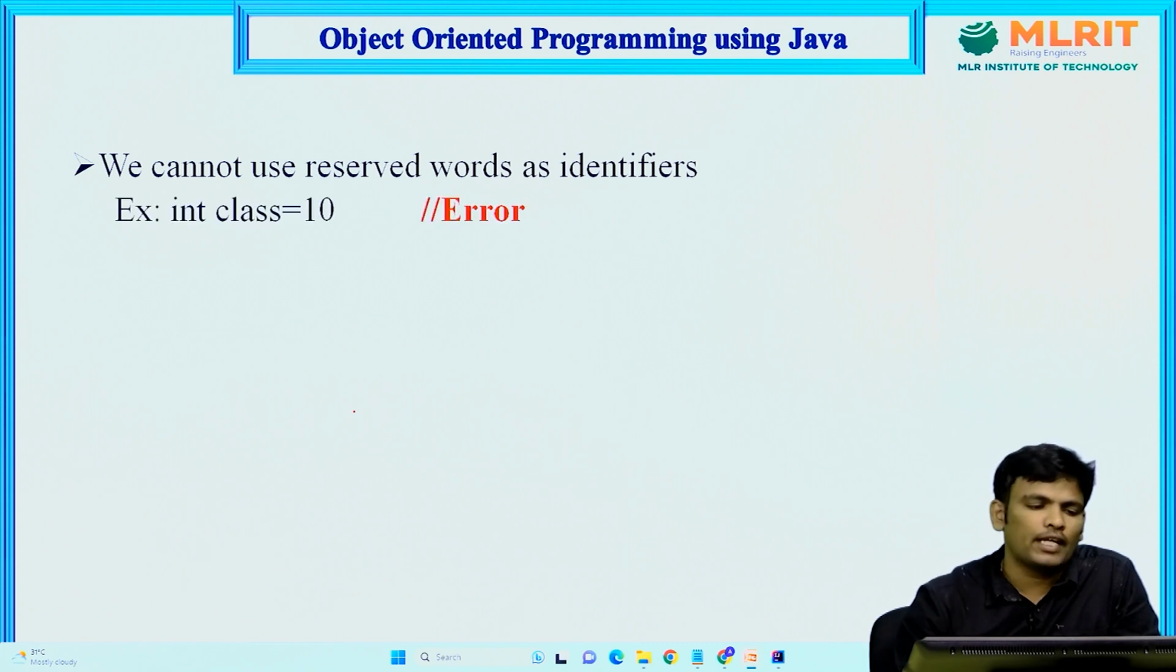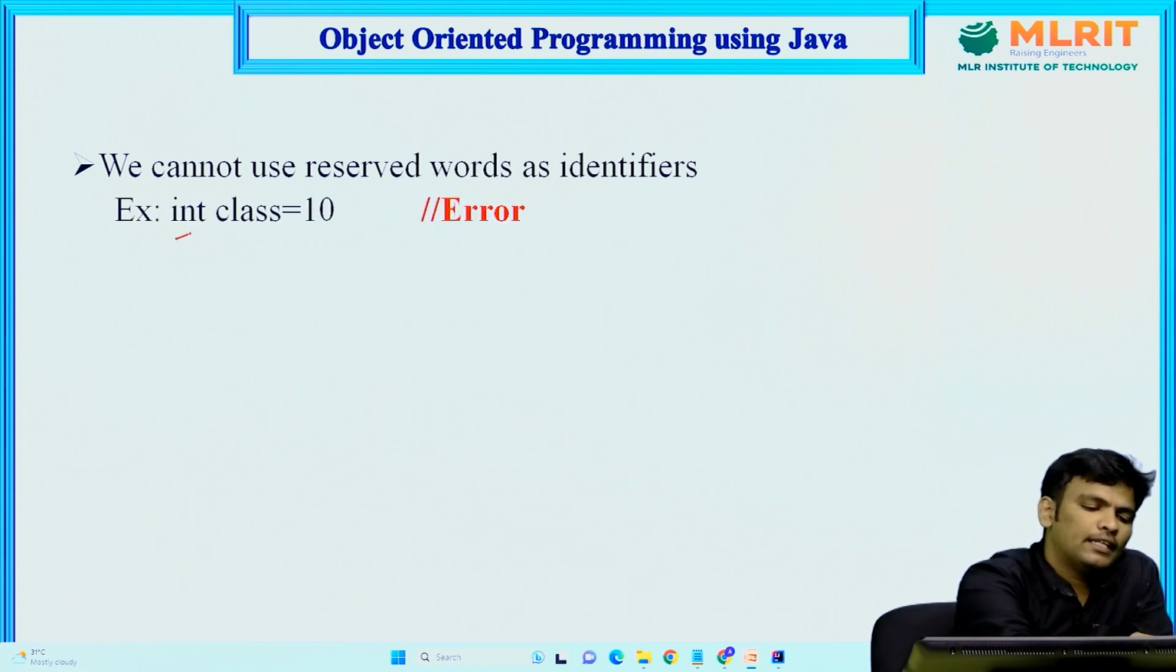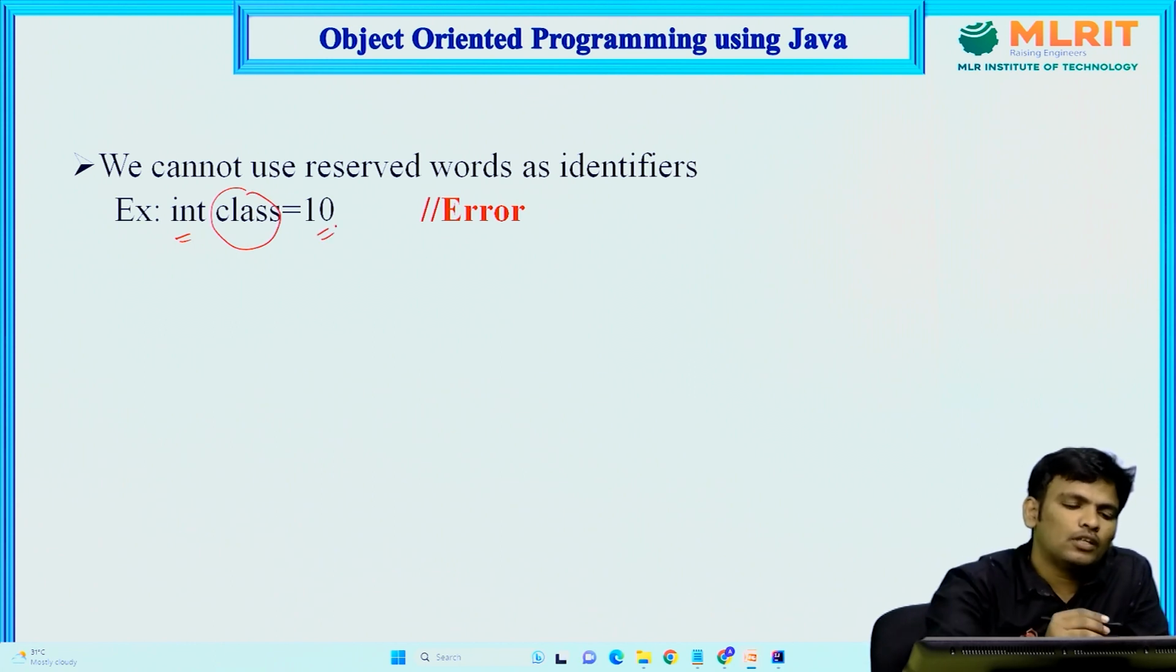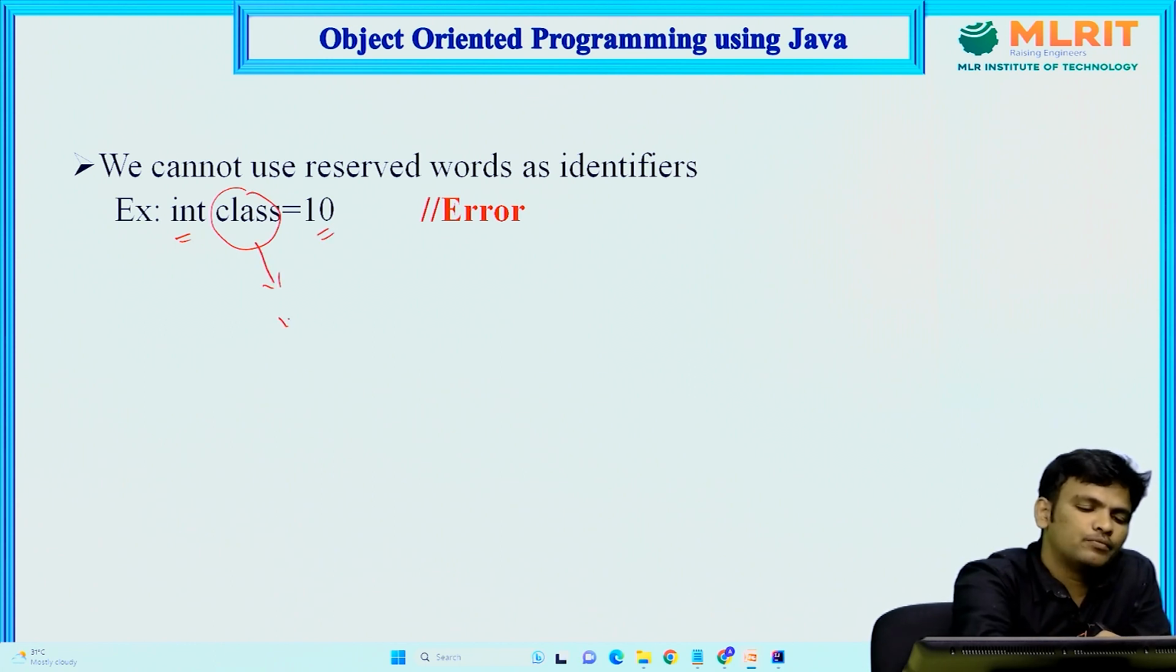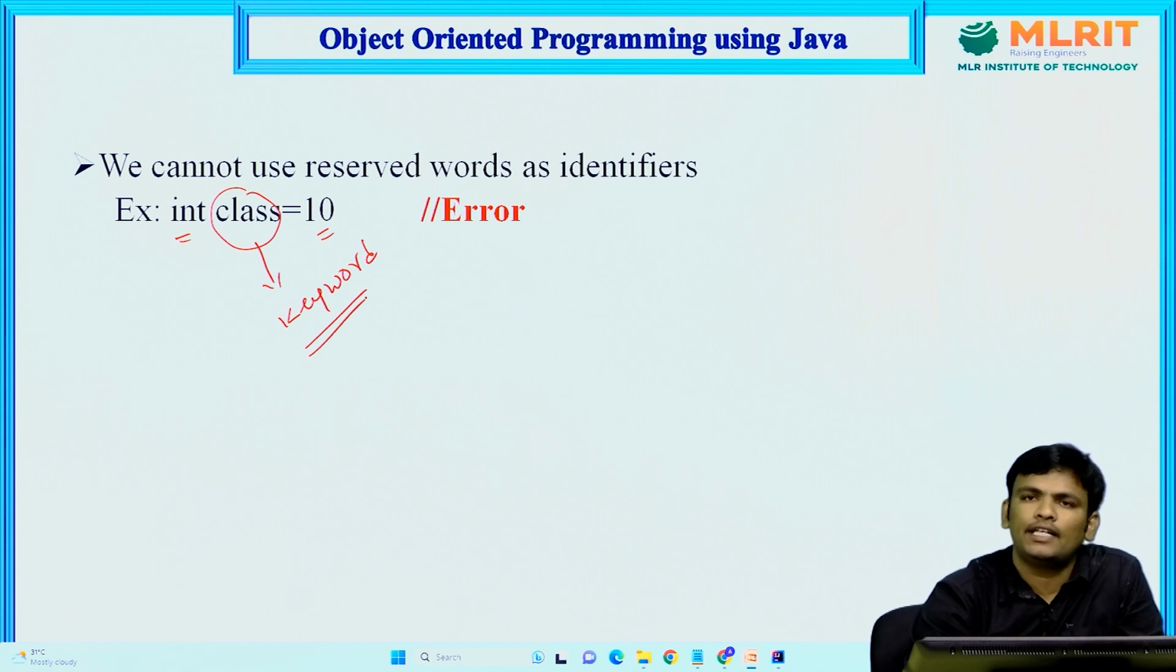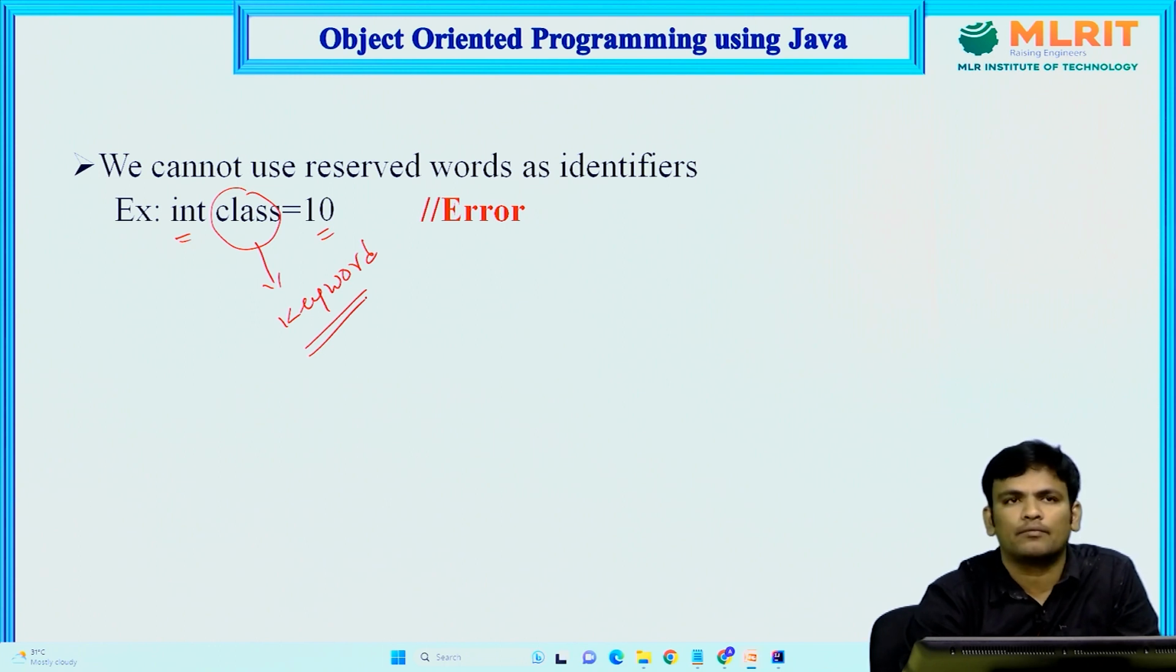Suppose you take an example: int class = 10 I declared. Class is one of the keywords or reserved words. If you are using a keyword as an identifier, it leads to a compile time error. Why? Because keywords have some special meaning. So it is not allowed in Java.